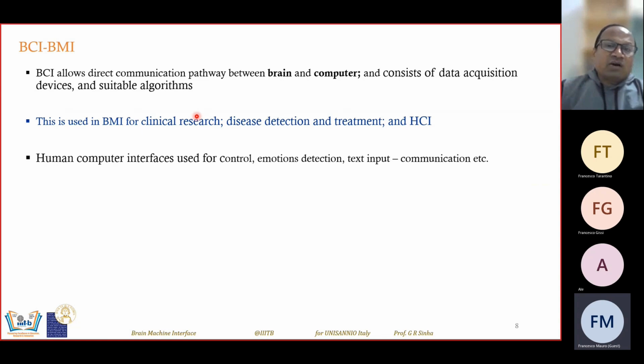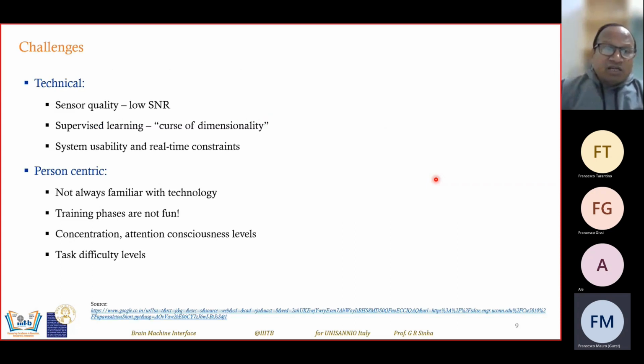I told you that there is a loss of sensory, motor, or cognitive function. In that case, you need some device. So human computer interfaces are under BMI. They're used for controlling, they're used for detection of emotions. You want to study emotion of the human brain, and text input for communicating something, to enhance the communication ability. So that is your human computer interface.